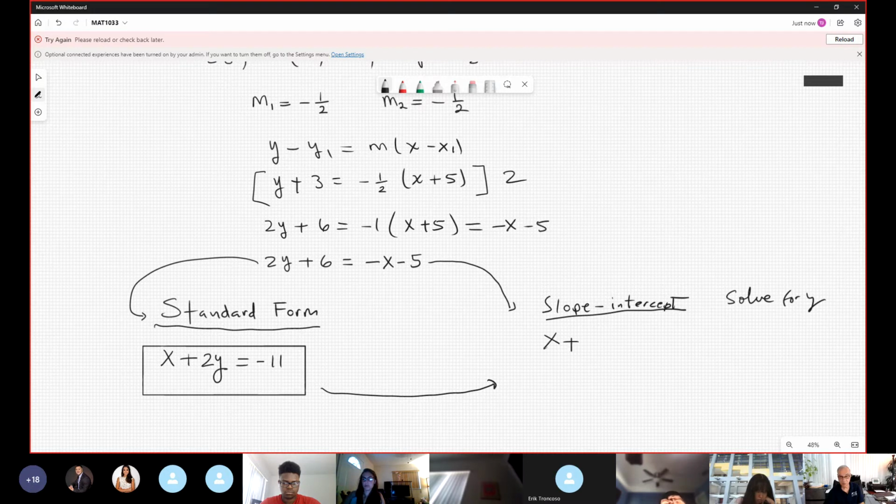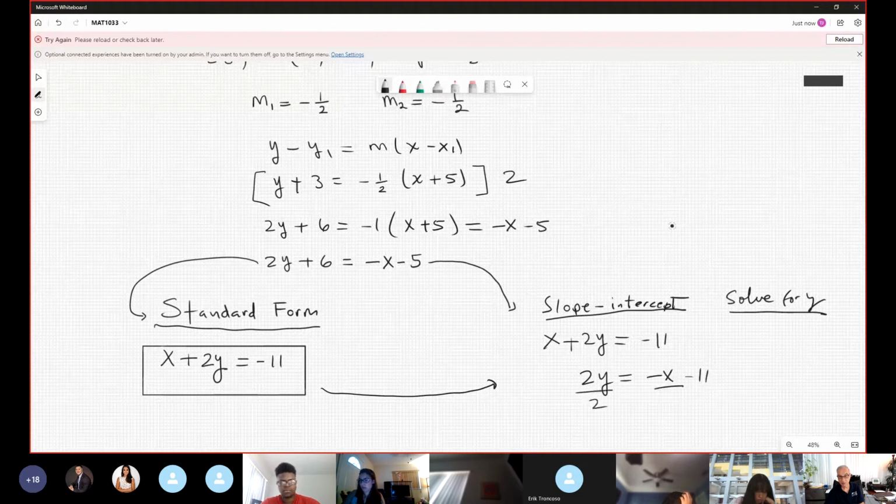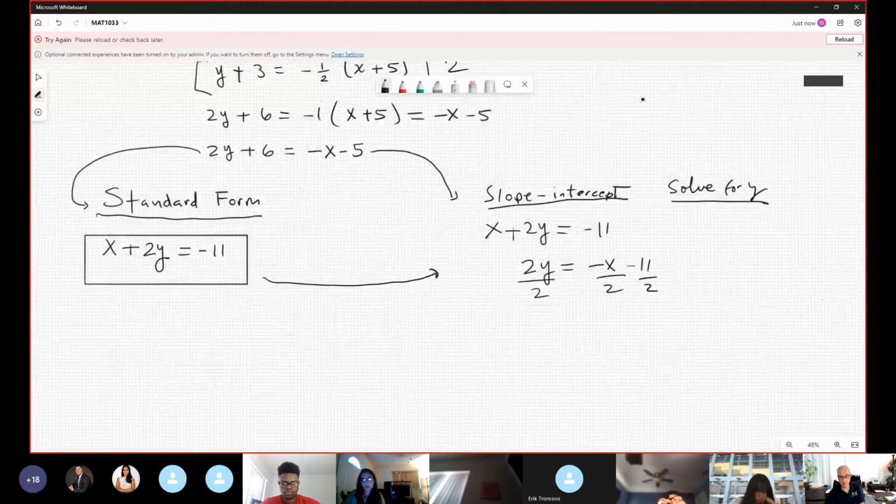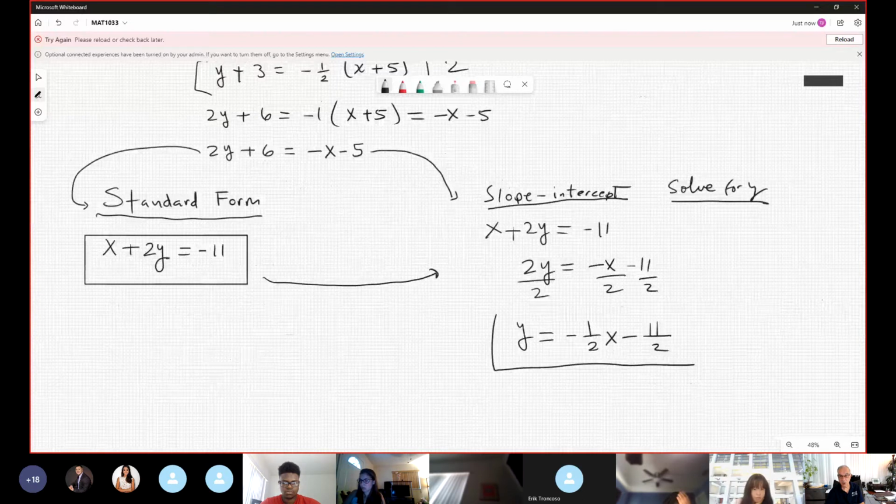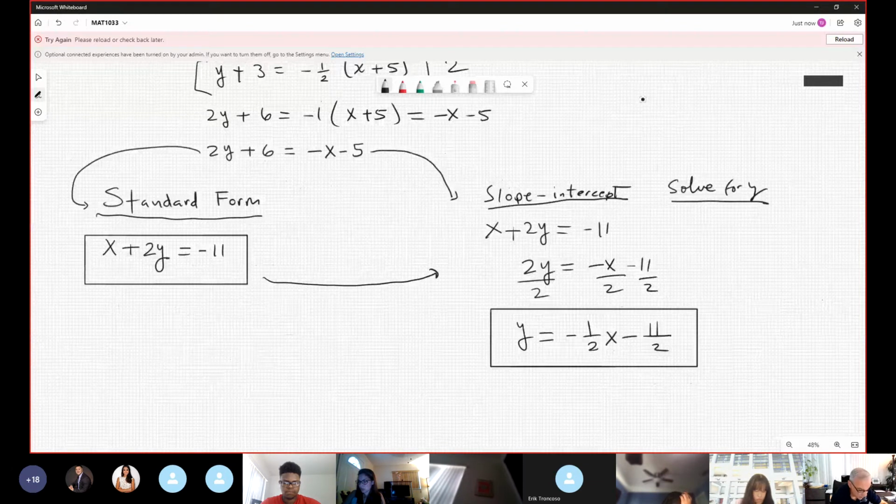Look, x plus 2y equals minus 11. So for y, 2y is equal to minus x minus 11. You move x to the opposite side, divided by 2. Now for slope-intercept, y alone is minus 1/2 x minus 11/2. Boom. Two answers, but the same line. Let me see which is correct. X plus 2y equals minus 11.